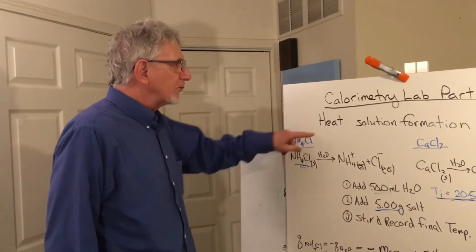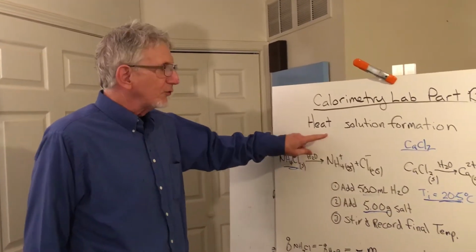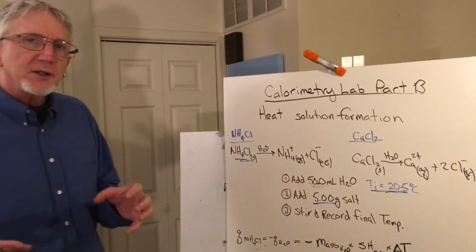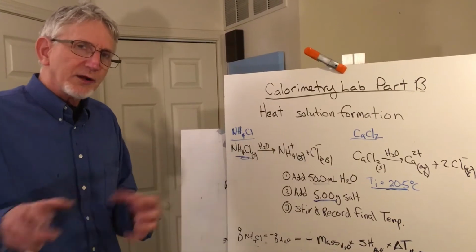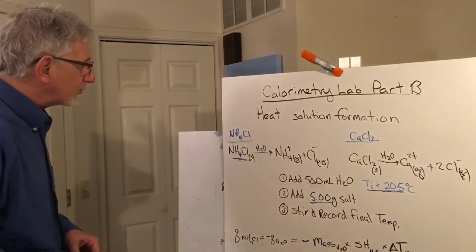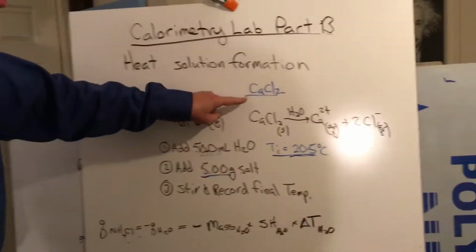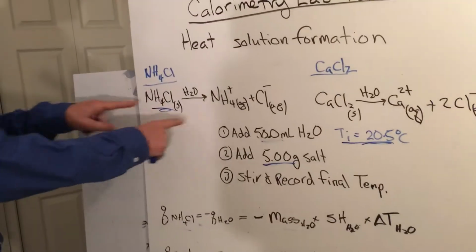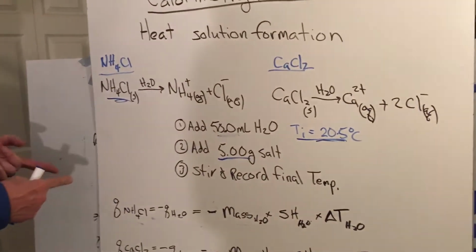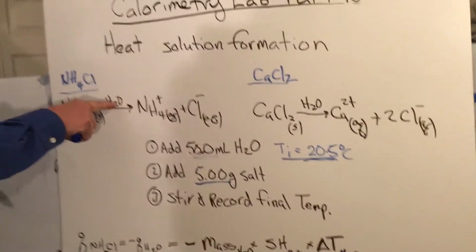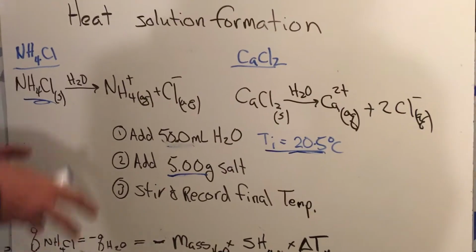And this part deals with measuring the heat energy associated with the formation of a solution, specifically the formation of solutions of two different ionic compounds. And those two ionic compounds are ammonium chloride and calcium chloride. Here we see the reactions of those when you put them into water. Ammonium chloride added to water, that's what the arrow with the H2O means. We're putting it into water.